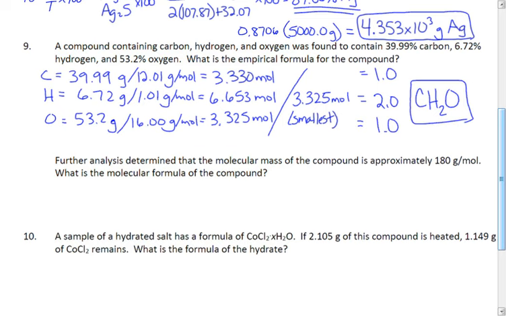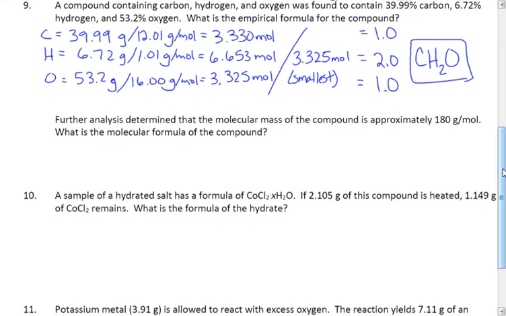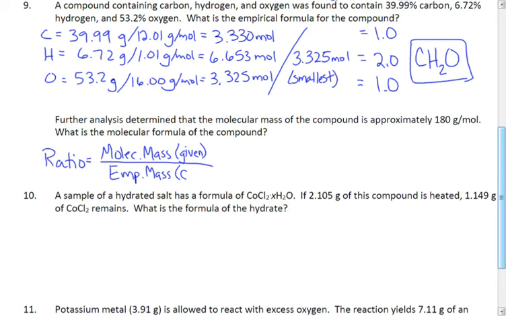If we wanted to find out the molecular formula, what it really looked like, not just the reduced form of it, remember the way that we get our ratio is to take the molecular mass, which will be given to you in the problem, and we're going to divide it by our empirical mass. And we're going to have to calculate that from our empirical formula. So our molecular mass is given to be 180 grams per mole.